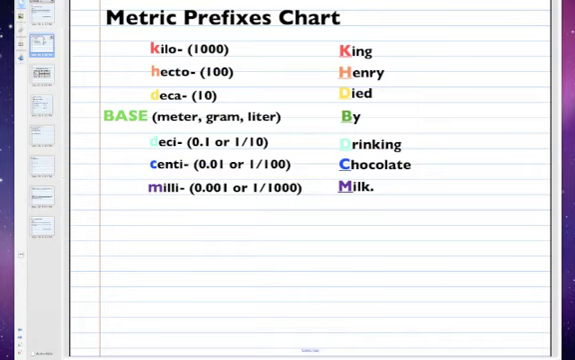And a mnemonic device to help remember those prefixes is King Henry died by drinking chocolate milk. A kilo, a hecto, a deca, then the base, deci, centi, milli. So a kilo is 1,000 times the amount of a base, while milli is 1,000th the size of the base.